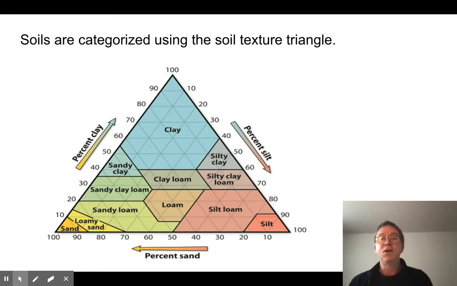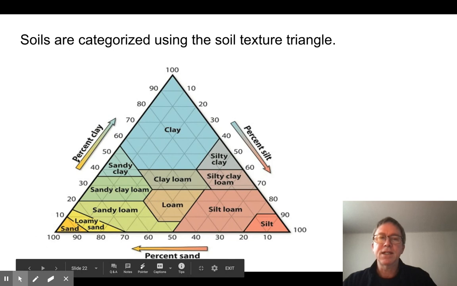Okay, don't freak out, but now we've got to learn how to use a soil triangle. These are a little bit tricky, so you're going to practice a bit. The idea is I have three axes altogether. This axis here is the silt axis. This is the sand axis and the clay axis, and these numbers are percentages.